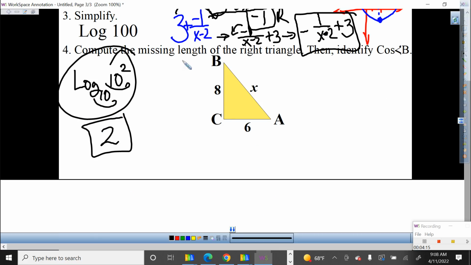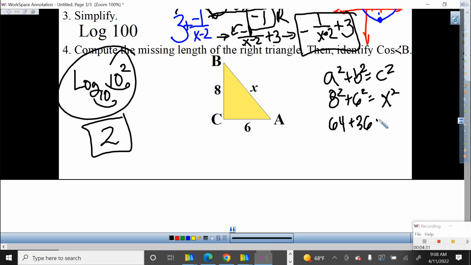Anyways, here we go. This one, first we need to figure out what x is. So a squared plus b squared equals c squared. So 8 squared plus 6 squared equals x squared. 64 plus 36 equals x squared. 100, is that correct? Yeah. Equals x squared. Square root. 10 equals x. So this is 10. And yes, it's units.